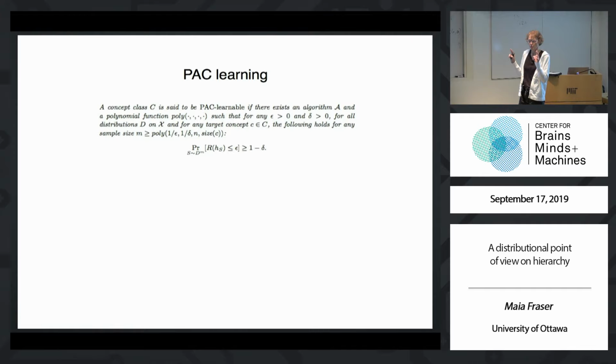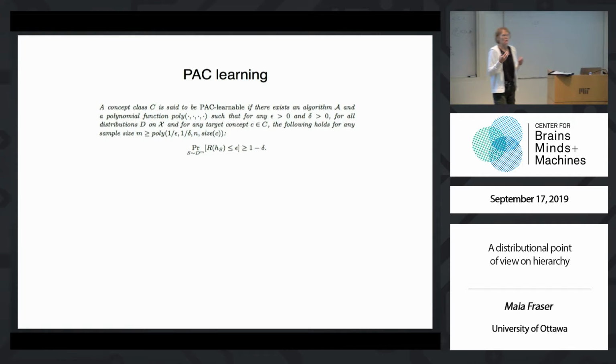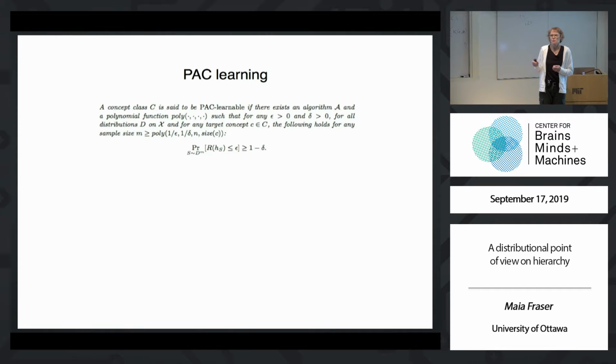And what is the risk? The risk is just some expected loss, where loss measures how far off our prediction is from the true concept. So this is a statement saying that with high probability, the risk of our hypothesis, the extent to which it's bad, is less than or equal to epsilon.